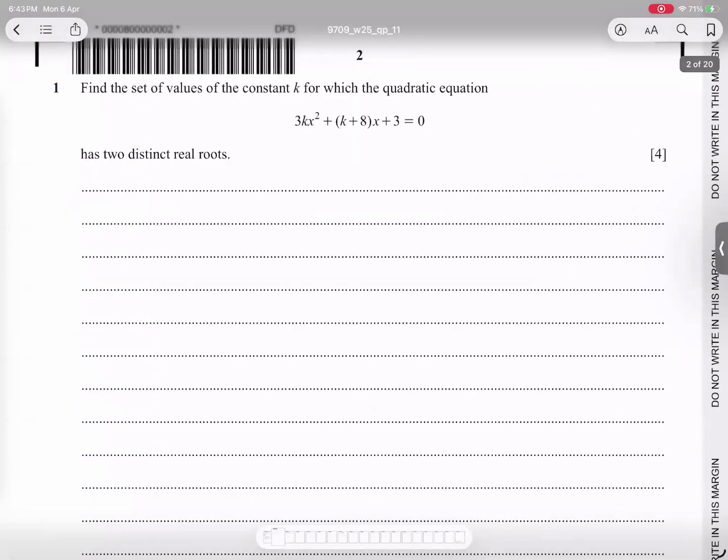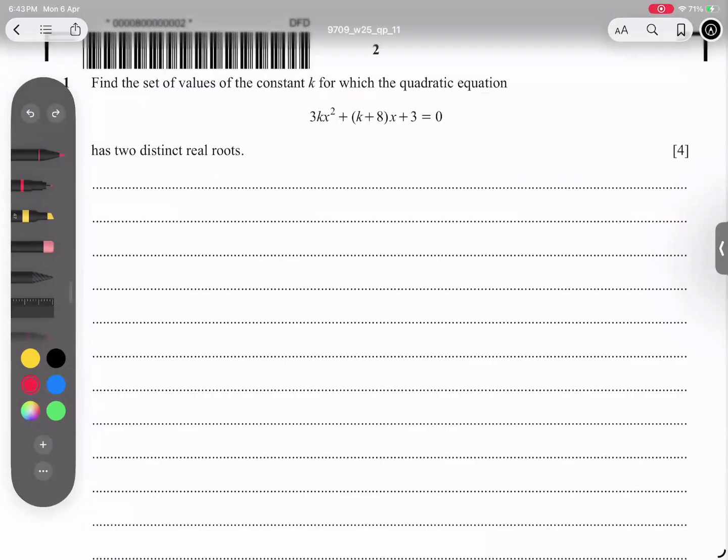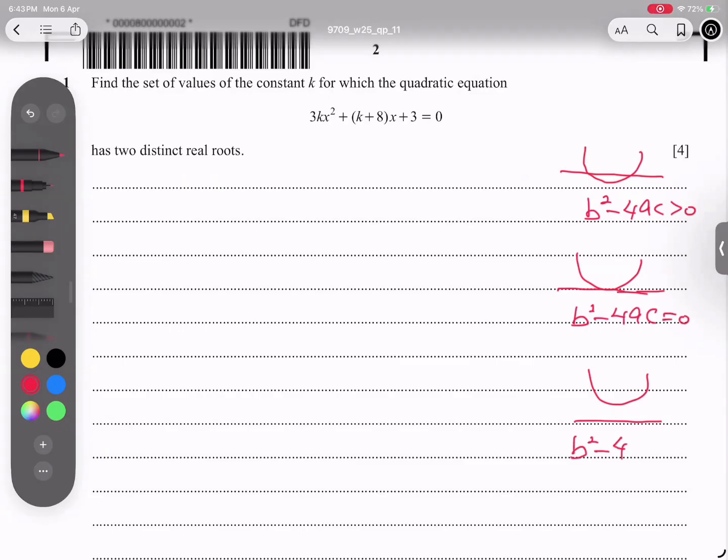Find the set of values for the constant k if it has two distinct roots. So we have our three situations. Condition number one, cutting at 2 points. Number two, touching at 1 point. And no intersection. So here b squared minus 4ac more than 0, equal to 0, less than 0. Now he's saying two roots, so we have to follow this rule.